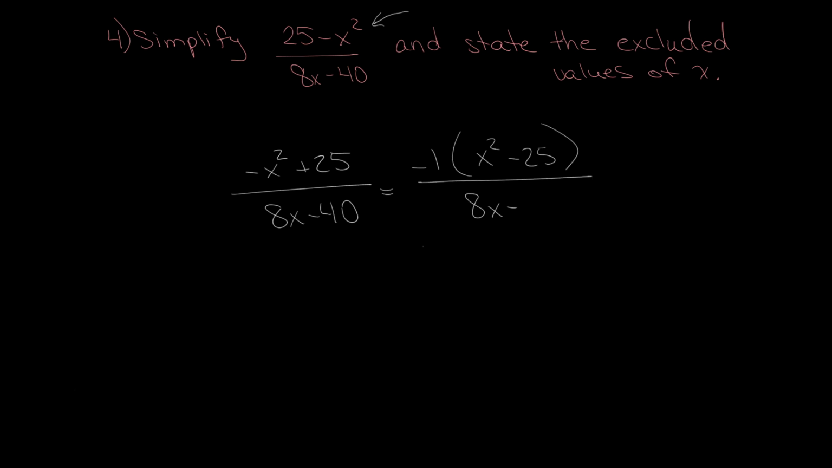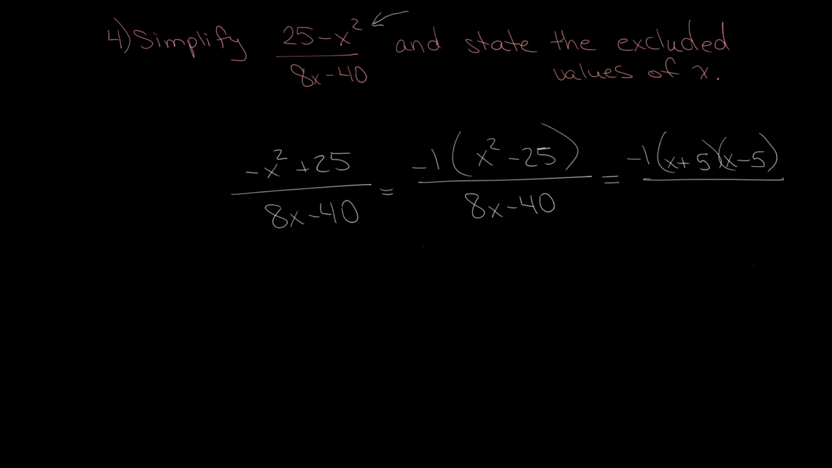over 8x minus 40. The reason that I'm doing this is because I want my binomial to be in standard form, and now I have a difference of squares. So if I factor this as a difference of squares, what times what gives me x squared? x and x. And what multiplies together to give me 25? 5 and 5. One needs to be positive and one needs to be negative.